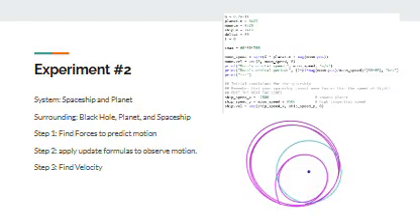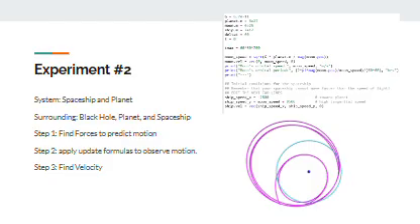Now, the second experiment introduces a far more complicated system. The spaceship and planet are considered the system, while the black hole, planet, and spaceship all also exert gravitational influences. We calculate the forces acting on the spaceship so that we can predict its motion. We then use the update formulas to simulate how the orbit has changed over time.